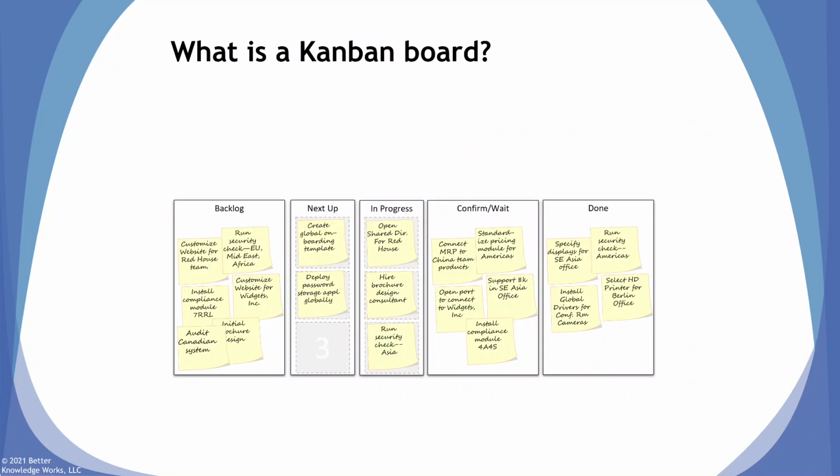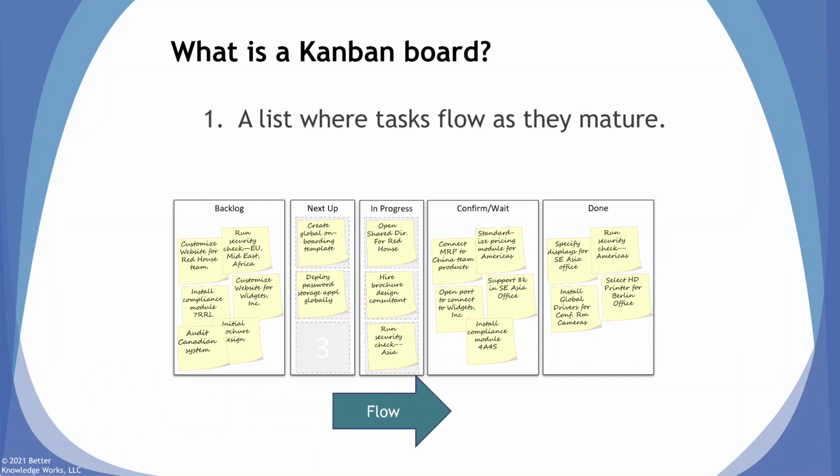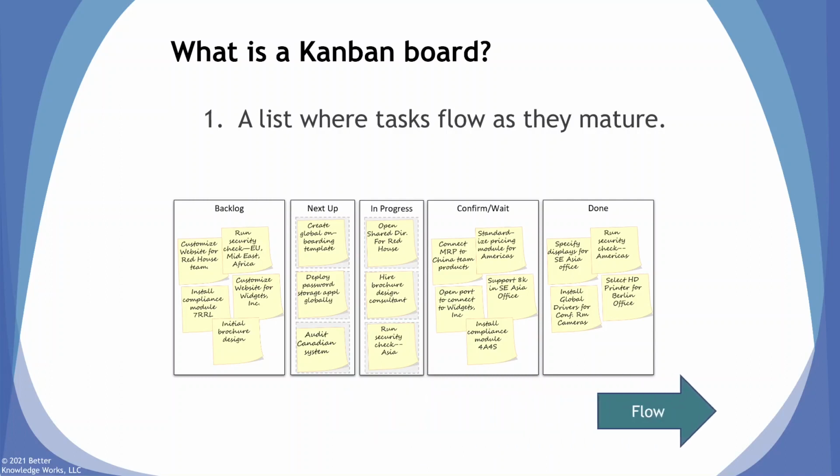So what's a Kanban board? Here's an example. It's a task list where tasks are categorized according to the maturity of completion. So there are two critical elements of a Kanban board. First, tasks start on the left in a backlog. They flow to the right. For example, when we move audit Canadian system from backlog to next up. Tasks always start on the left and flow through to the right. So that's the first element.